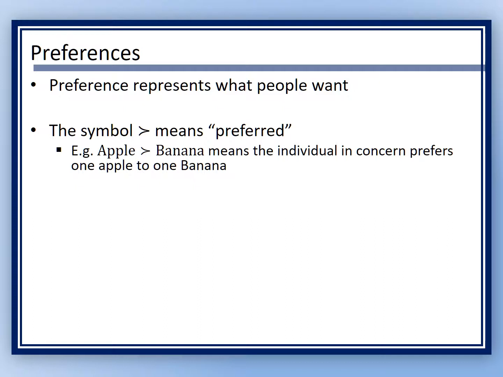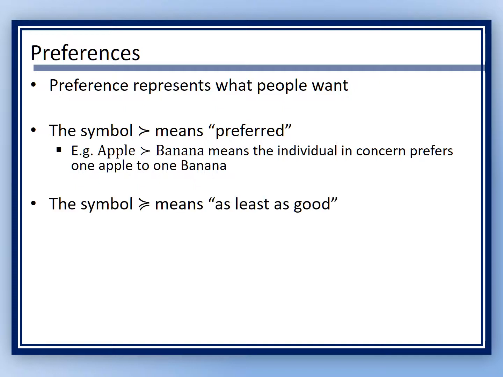For example, if your apple is preferred to banana, it means the individual in concern prefers one apple to one banana. So it's a relationship between two things. You prefer apple to banana.